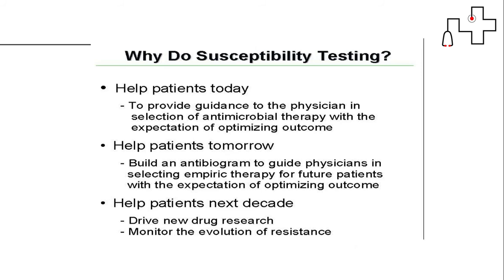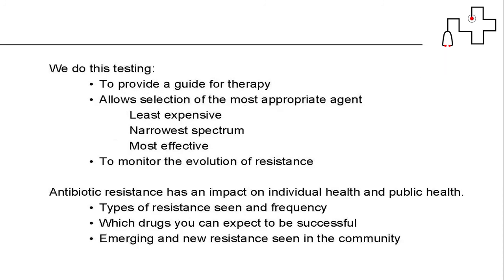So this susceptibility testing done today is going to help the patients tomorrow, and the patients in the next decade. In the long run, it drives new drug research and monitors the evolution of resistance. If a certain antibiotic is becoming resistant in the pathogens, then it has to be modified or new drug research should be initiated. So these are the objectives, short term to long term, for susceptibility testing.